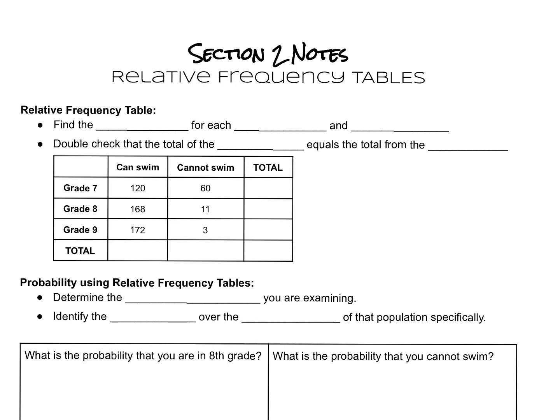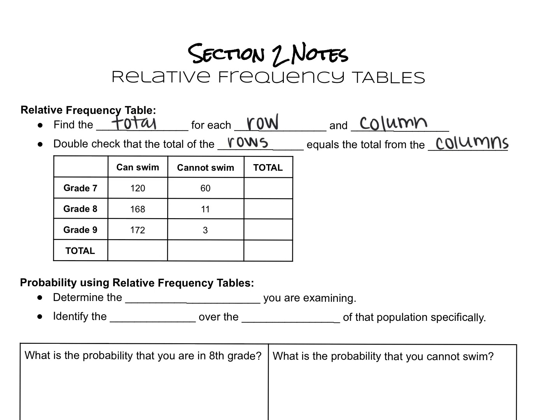In section 2, we're going to talk about relative frequency tables, and how you can find probability from those tables. So for a relative frequency table, you're going to find the total for each row and column first, if it's not already given to you. After you have your totals, you are going to double check that the total of the rows equals the total from the columns, because they should match.